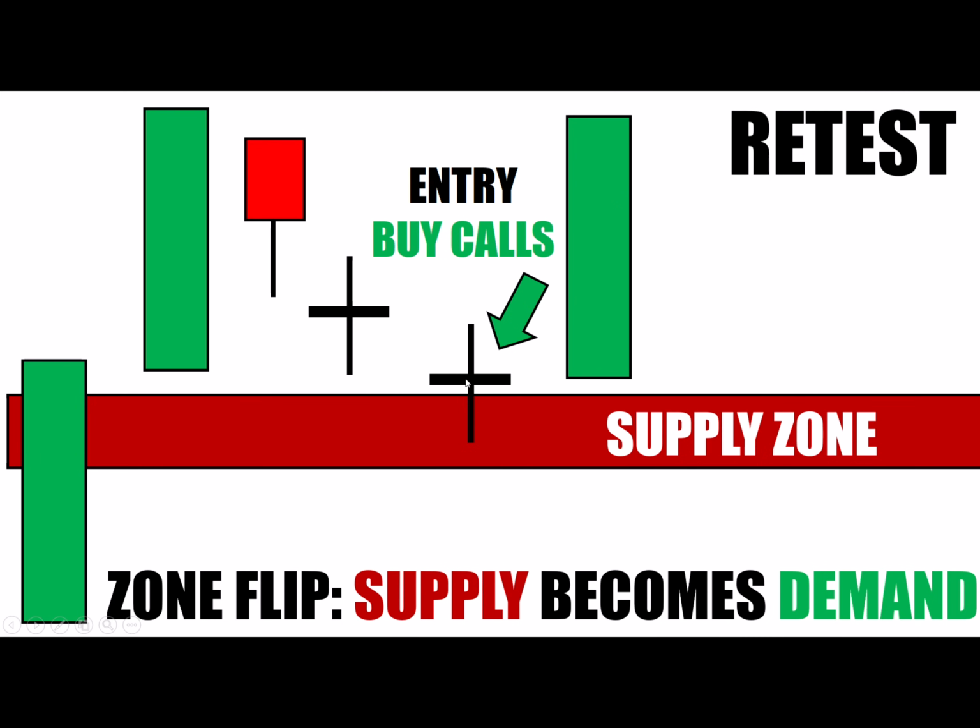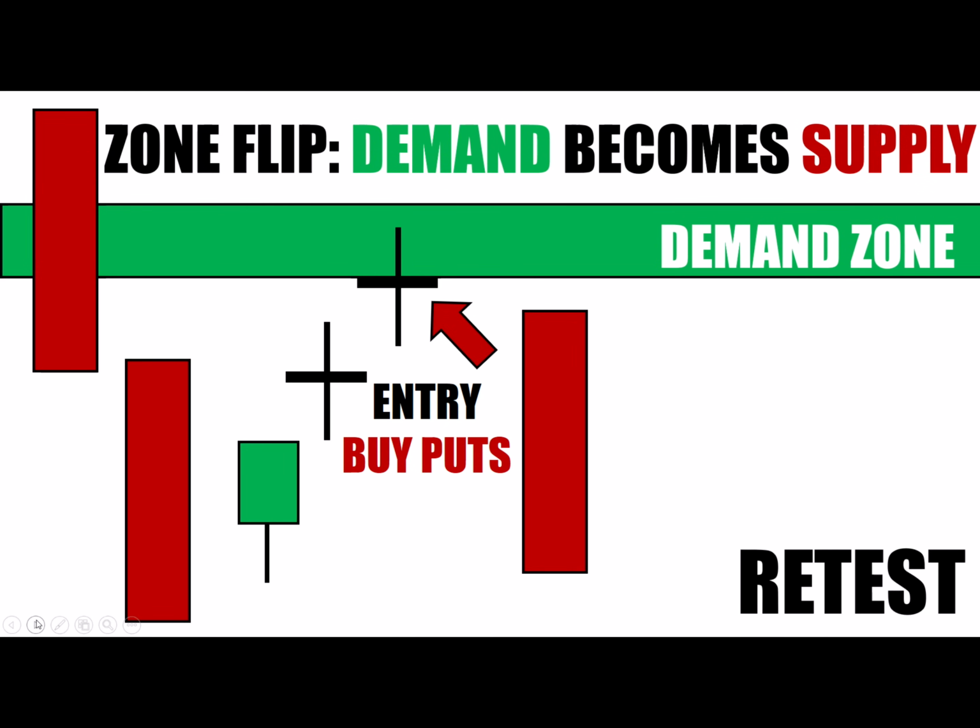This doji candle here on the test of this supply zone, which is technically new demand, would be the ideal time to buy calls. On the flip side, let's take a look at a zone flip to the downside. So the stock price broke down through the demand zone on large volume. Then it came up and it retested the demand zone as a new supply zone on smaller volume. And this is the time to enter puts on that retest.